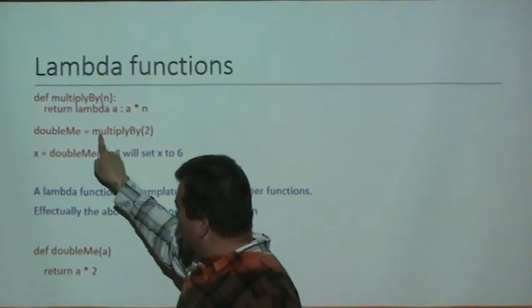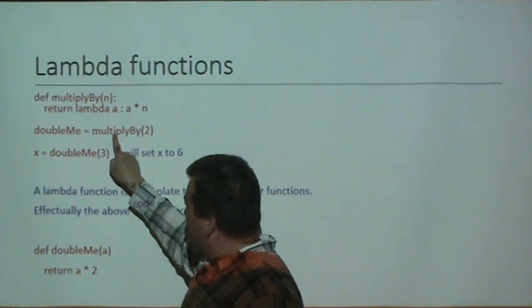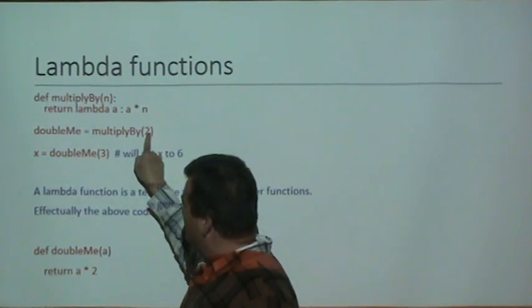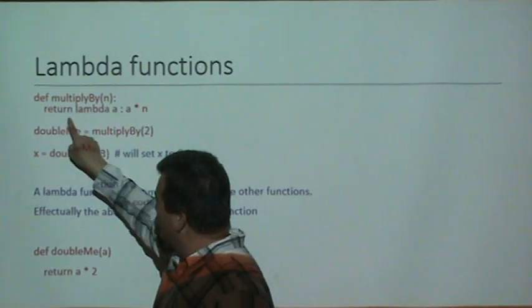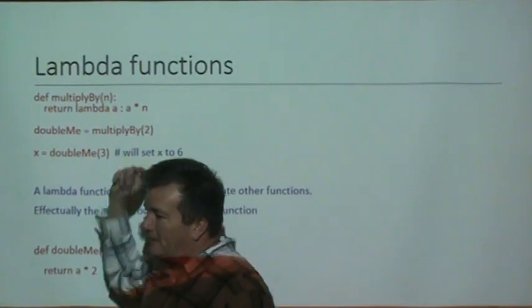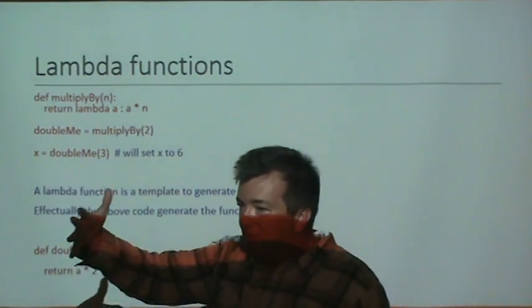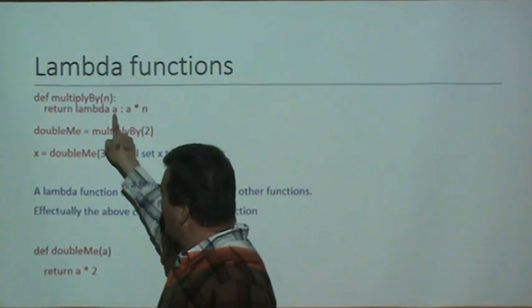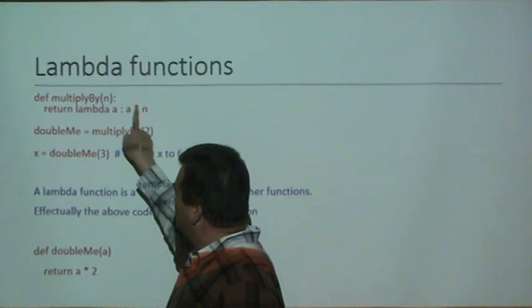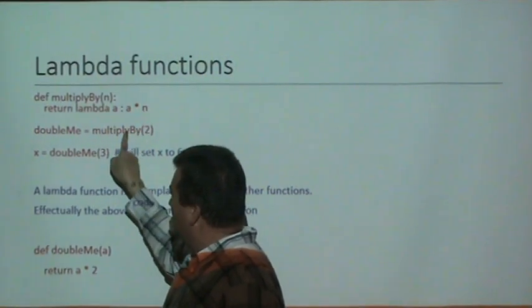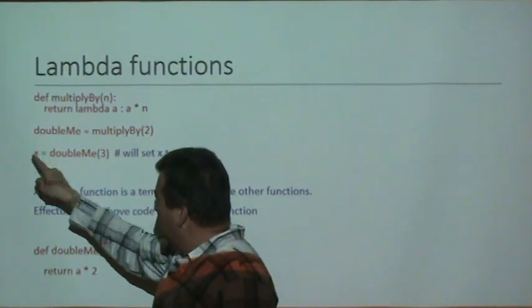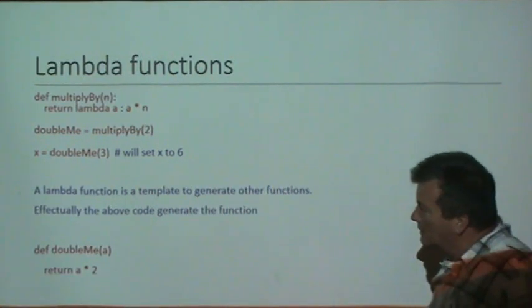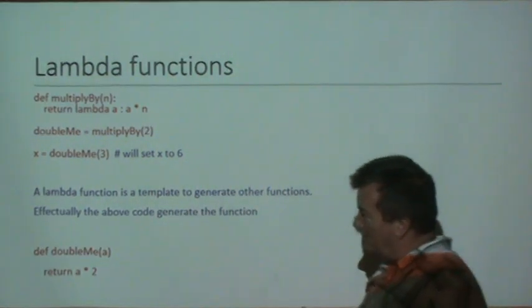This is a lambda function. I'm saying multiplied by 2. The 2 comes in as a parameter here and this thing spits out not a result, but a function. So what comes out of here is, you give me an input parameter of a, and I will multiply it by 2. So double me is now a function that I can use.